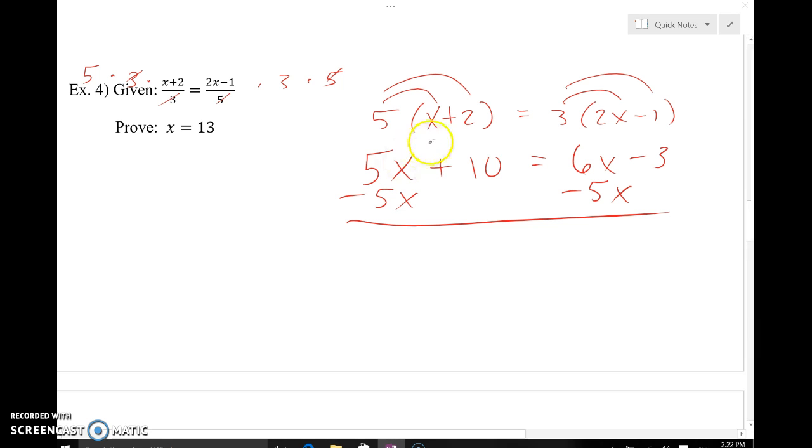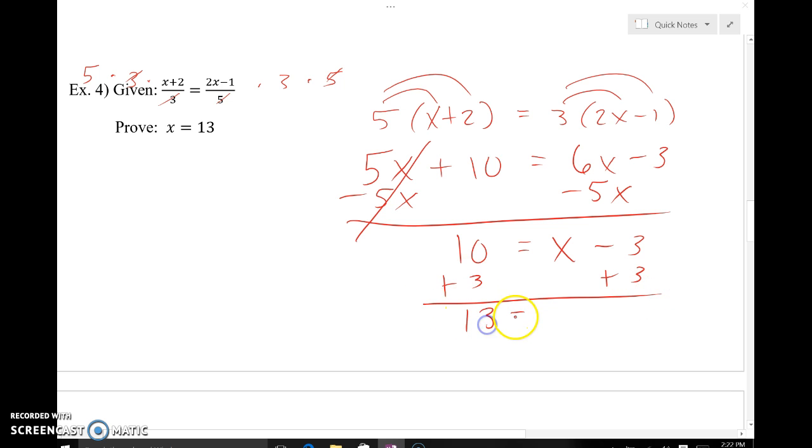5x minus 5x is 0, so those cancel. I'm left with a 10. 6x minus 5x is 1x, or just x. Bring down my minus 3 because that was unchanged. I want to get x by itself, so I've got to get rid of minus 3 by doing the inverse operation. Add 3 to both sides. 13 is equal to x, but I want to rewrite this like the proof statement, so I can use the symmetric property to swap this equation around, because changing the order does not change the equation.